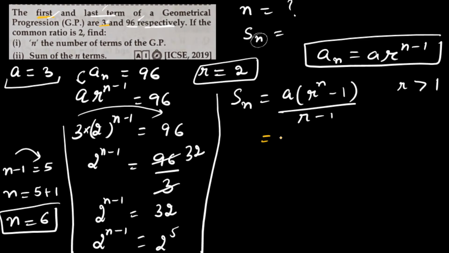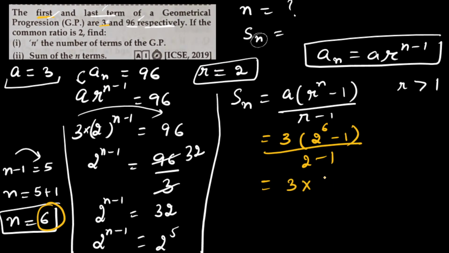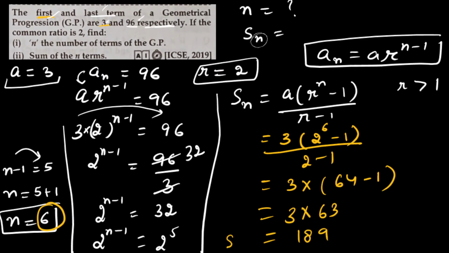First of all, A's value is 3, it's given to us. Value of R is also given to us, 2 to the power n. N's value 6 we found, minus 1 by, here R, 2 minus 1. So 3 into 2 to the power 6 is 64. You can just multiply. So 64 minus 1 by 2 minus 1 is 1, so no need of writing. So 3 into 64 minus 1 is 63. So we'll get the value of S6 as 189.